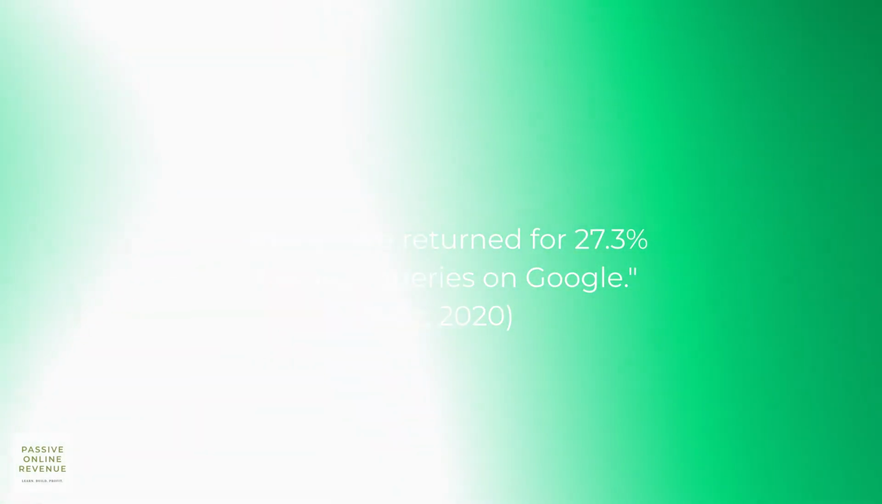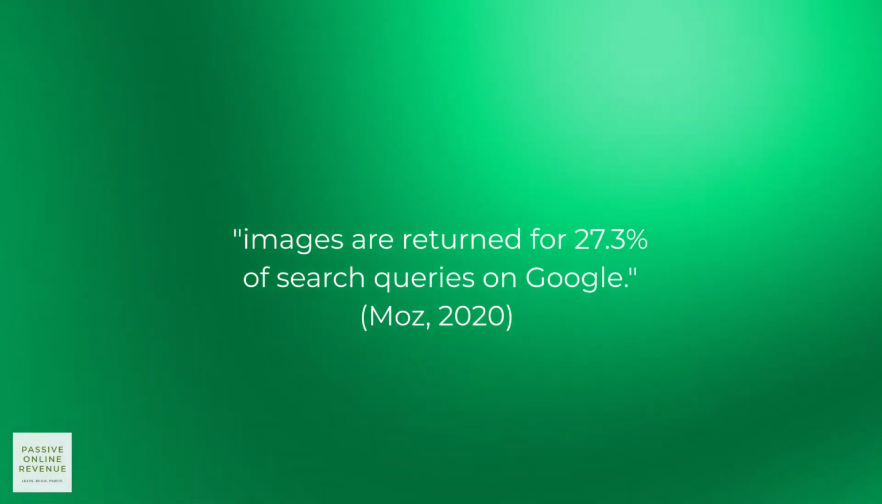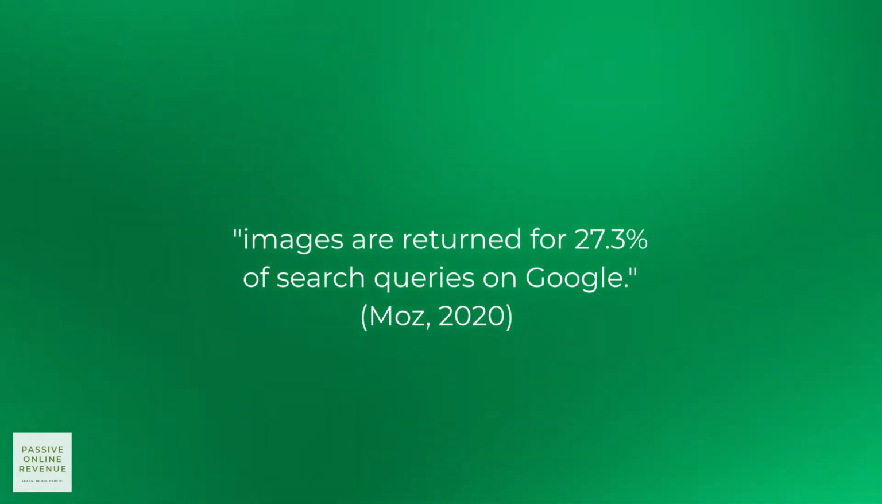Moz in 2020 actually reported that images are returned for 27.3% of search queries on Google. Every year, this percentage increases. So despite your best SEO efforts, you could still be missing out on another source of organic traffic: your website's images. So how do you get in on this traffic source itself? Well, you use image alt text tag.